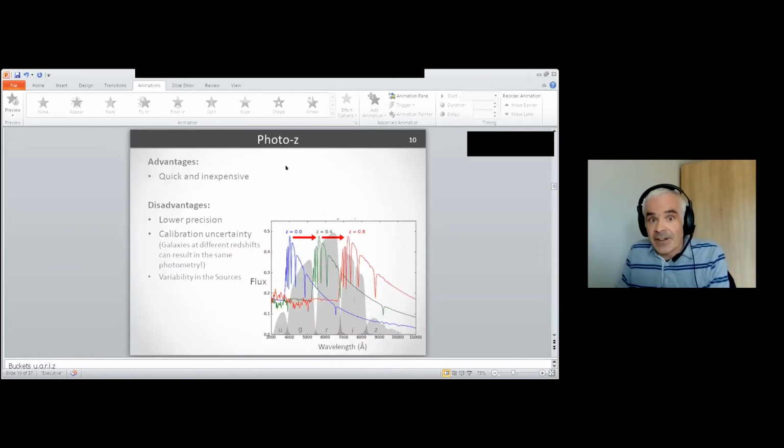Now, the advantages and disadvantages of the photo redshifts are a bit the opposite to spectroscopy. So it's quick and inexpensive. You don't need your 100 hours integration time. But the problem is you've got a lot lower precision. As you can see, for example, as features are being shifted back and redshifted, we're actually losing a lot of information there. We're not able to capture various emission lines and features. So when we get to the machine learning, that's actually going to cause us problems later on. So you're going to end up with some degeneracy.